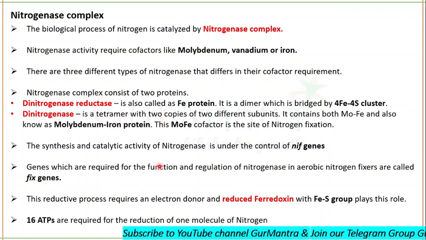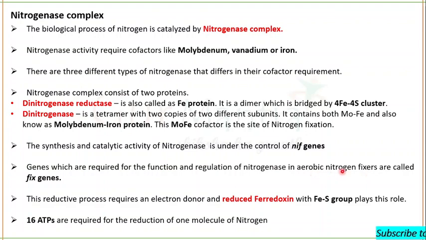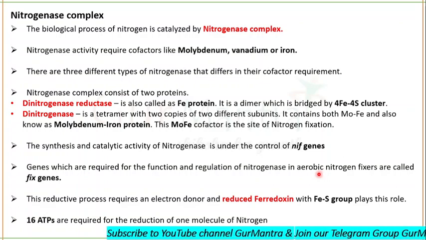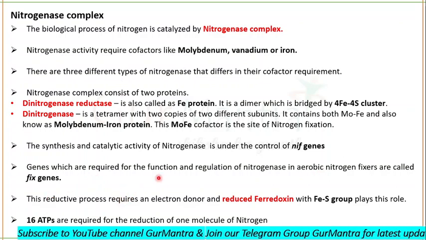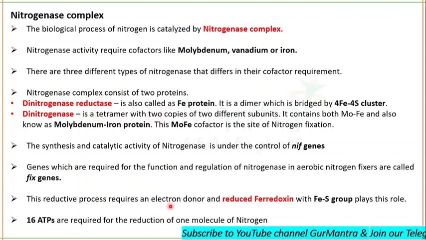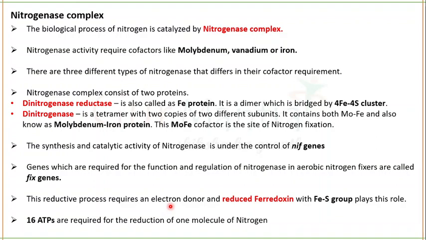Okay, the main genes are NIF genes, but if you are talking about aerobic nitrogen fixers, in those fixers the nitrogenase activity will be regulated by fix genes. So this is a reductive process. There must be some electron donor. We know that 8 electrons are produced for the fixing of one molecule of nitrogen and the production of 2 ammonia and 1 mole of hydrogen.